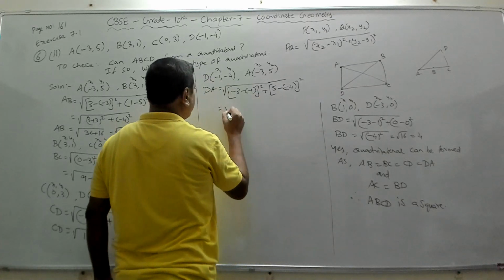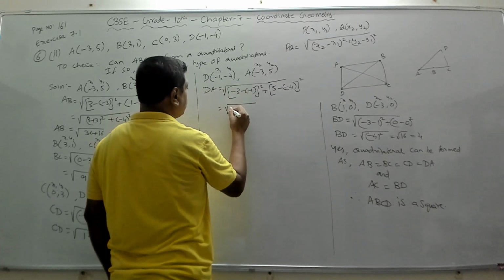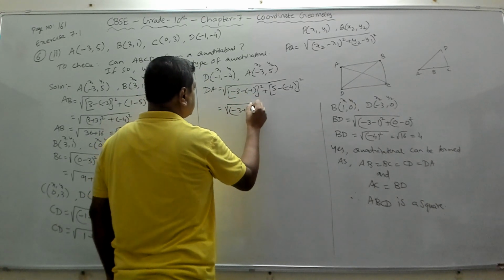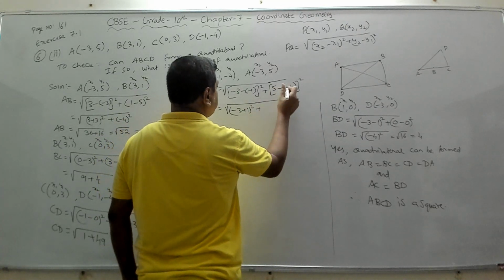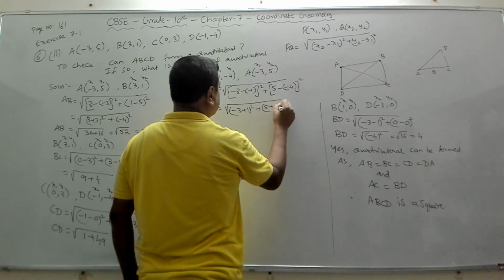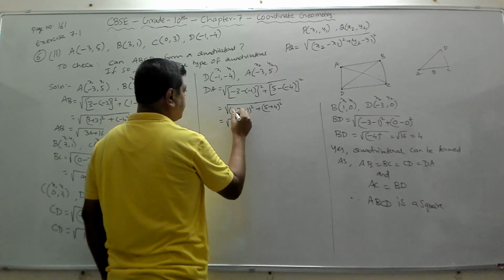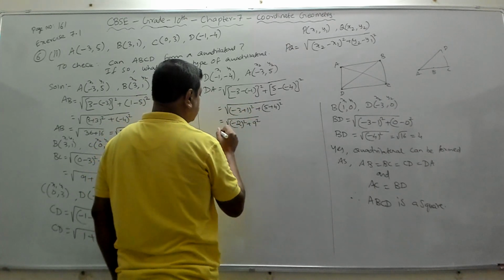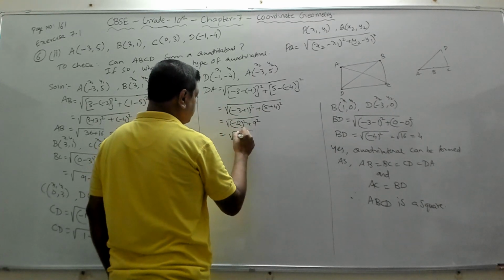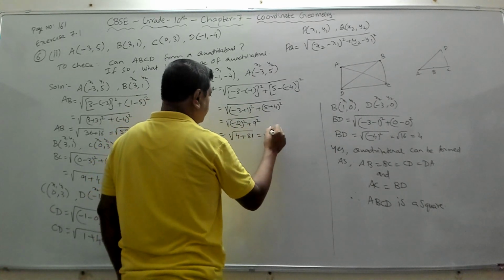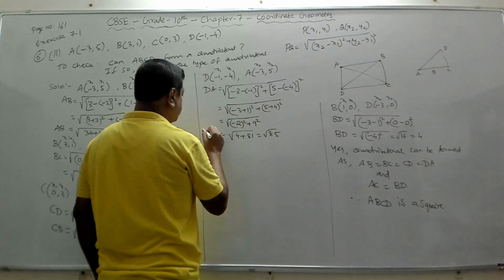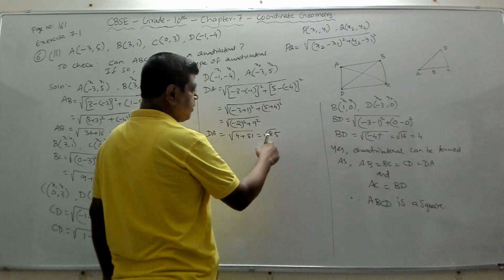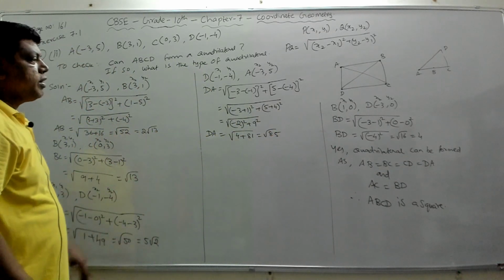So that gives you the square root of (-3 plus 1) the whole square plus (5 plus 4) the whole square. That is equal to the square root of (-2) the whole square plus 9 squared. So (-2) squared is 4, this is 81, you get the square root of 85. 85 cannot be simplified because it is only 17 times 5. So root of 85 is root of 85.